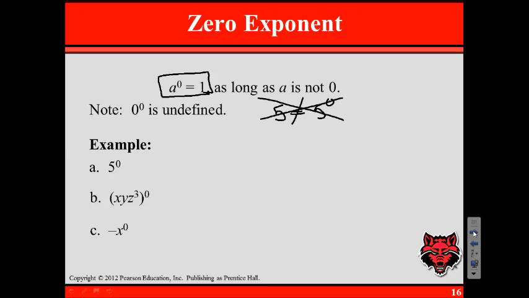So let's try a few examples. We have 5 to the 0 power, and remember, any real number other than 0 raised to the 0 power is 1. So 5 to the 0 power is simply 1. The same can be said about b. We have x, y, z cubed, all raised to the 0 power. If we wanted to use the product rule, then we could see that this would become x to the 0, y to the 0, z cubed to the 0, in which case every base raised to the 0 power would become 1. So we'd have 1 times 1 times 1, or just 1.